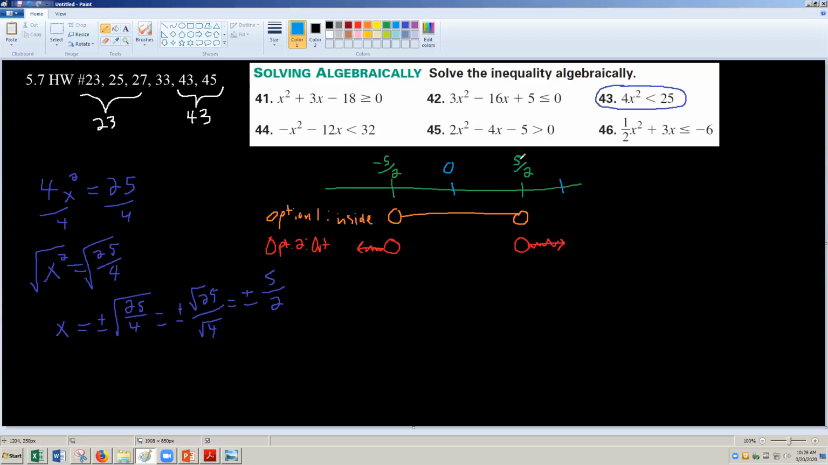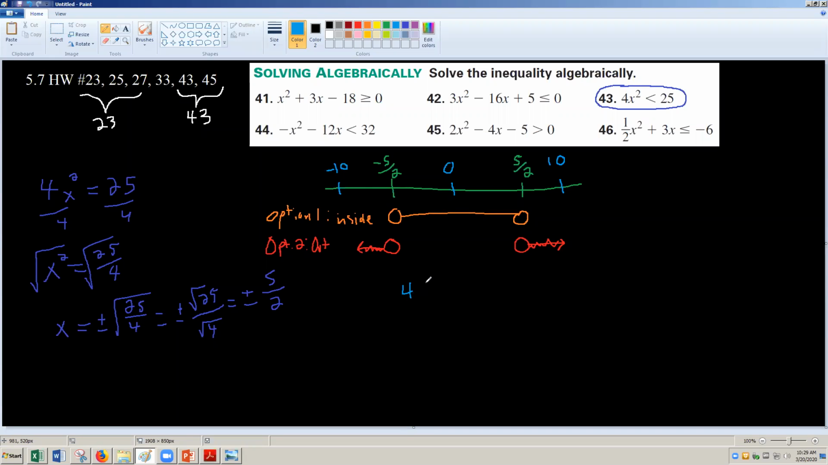Over here, I need something bigger than 5 halves. It really doesn't matter what it is. I'm just going to pick 10. Over here, I'm going to pick negative 10. Now, this isn't drawn remotely to scale, and that doesn't matter at all. I'm okay with that. If I plugged in negative 10, what would happen?